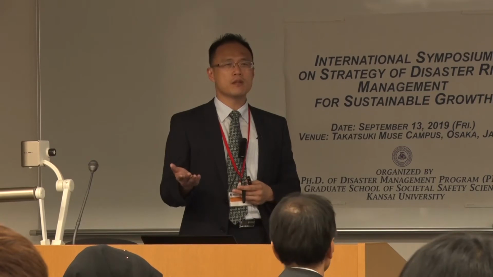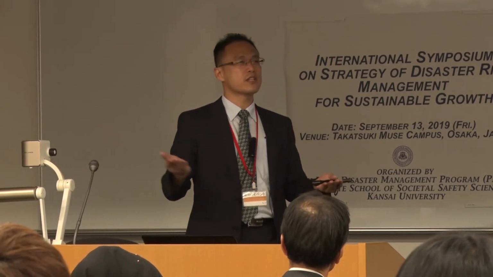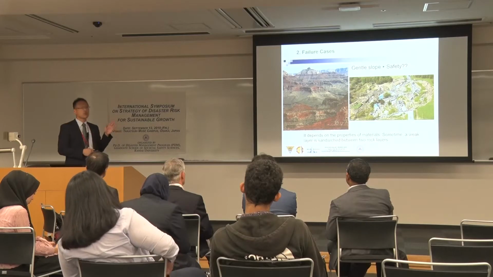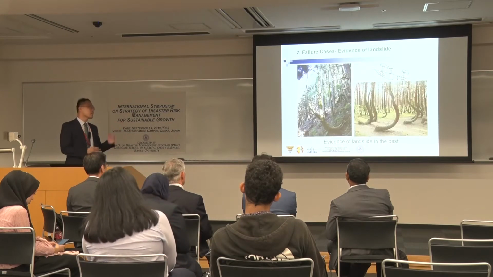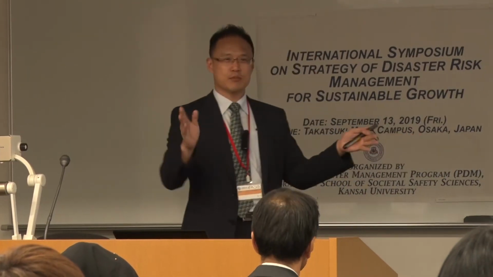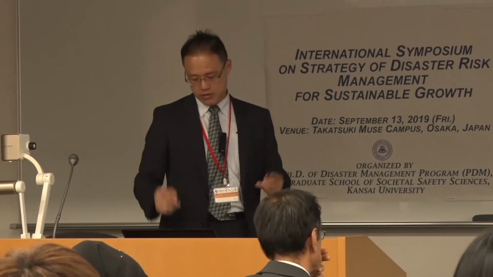Only steep slope or gentle slope, which one is safe? Actually, we cannot just focus on the geometry, but we still need to focus on what kind of material, right? And this is evidence of why we have this kind of tree. That's because when they are young, they are pushed down, but they have not died, they still grow out. So this is evidence that in the past, yes, landslides occurred.